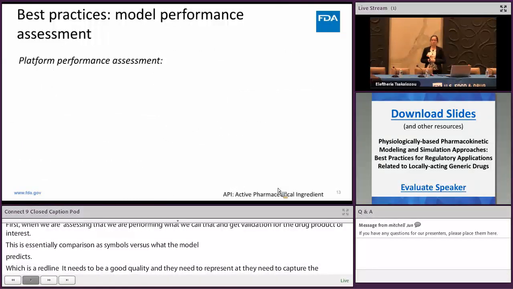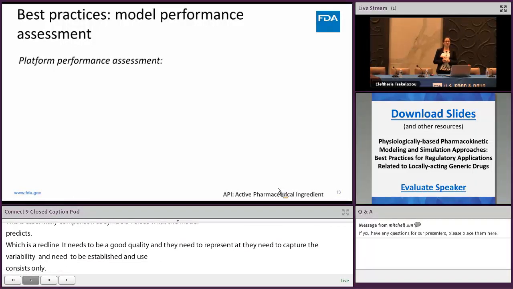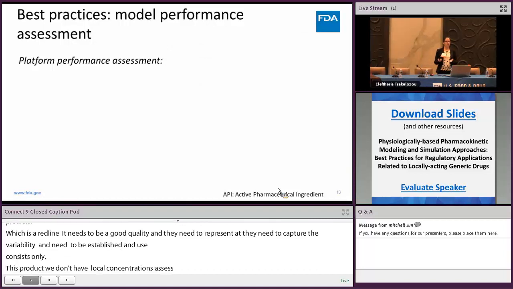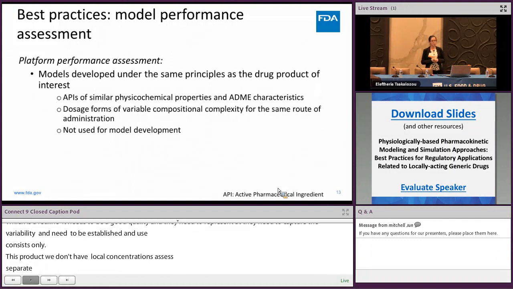A very important part of model performance assessment, which is unique for locally acting drug products, is the platform performance assessment. It is key for locally acting drug products because for these products, we don't have local concentrations that would allow us to assess the performance of the model locally. Therefore, our confidence in the model increases when we see the platform that is used for the model performing adequately. The platform performance assessment involves developing models under the same principles as the drug product of interest.